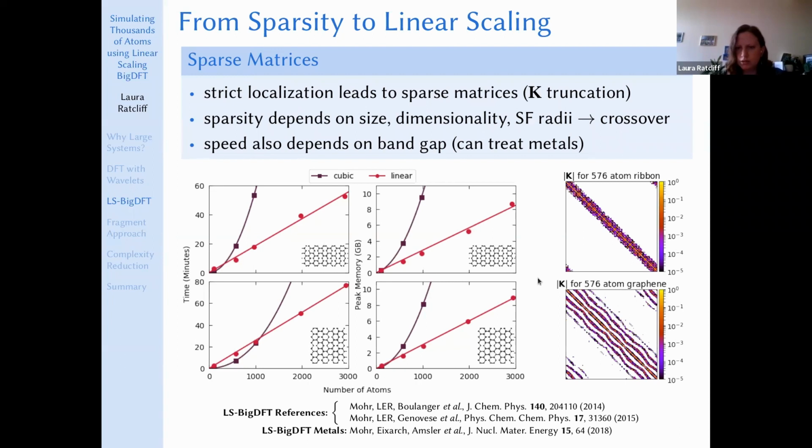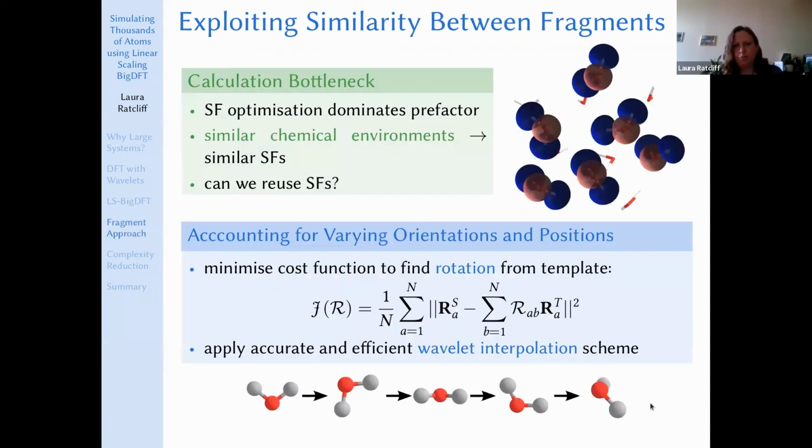So here I've just shown an example of a quasi 1D graphene nanoribbon versus a fully 2D graphene sheet. So you can see in the one-dimensional system, the density kernel is much more sparse than in the 2D system. And this corresponds to having a crossover point that's a few hundred atoms for the 1D system versus about 1,000 atoms for the 2D system. But as you can see, instead of the cubic scaling behavior, we now have linear scaling behavior, both in terms of the wall time and in terms of the memory we're using, which enables us to go to bigger systems. So this is already great, but ideally we'd actually like to bring down the cost even more.